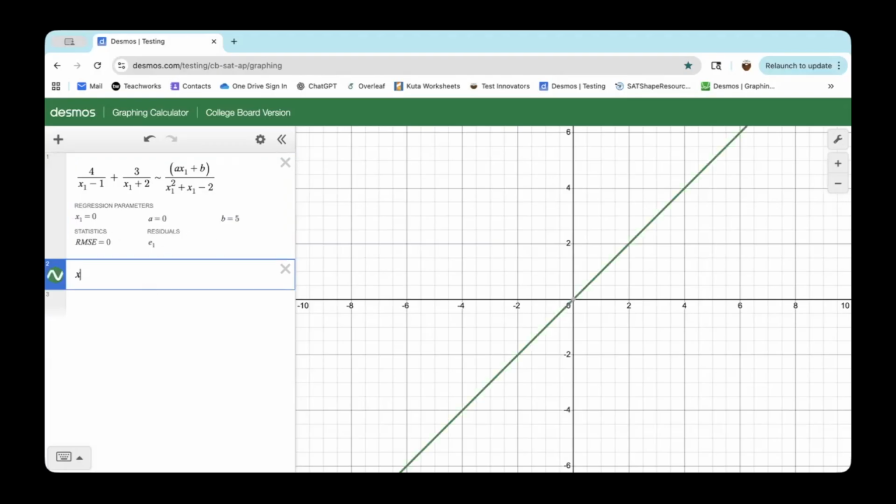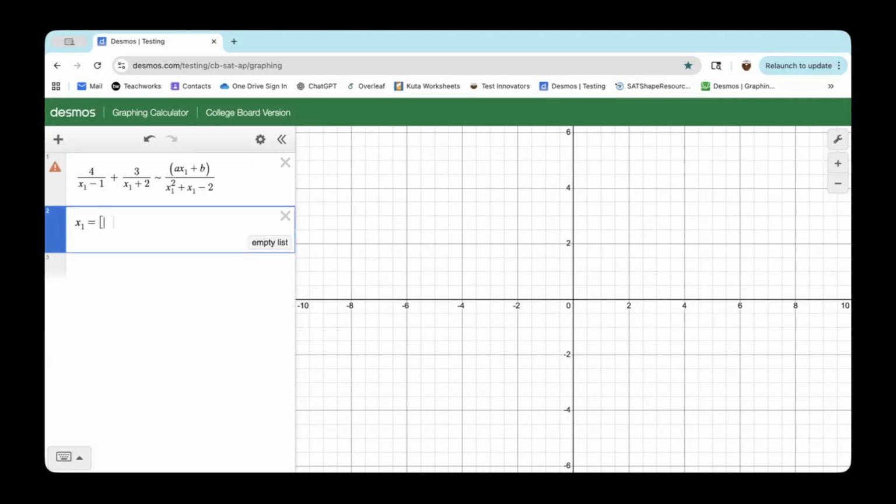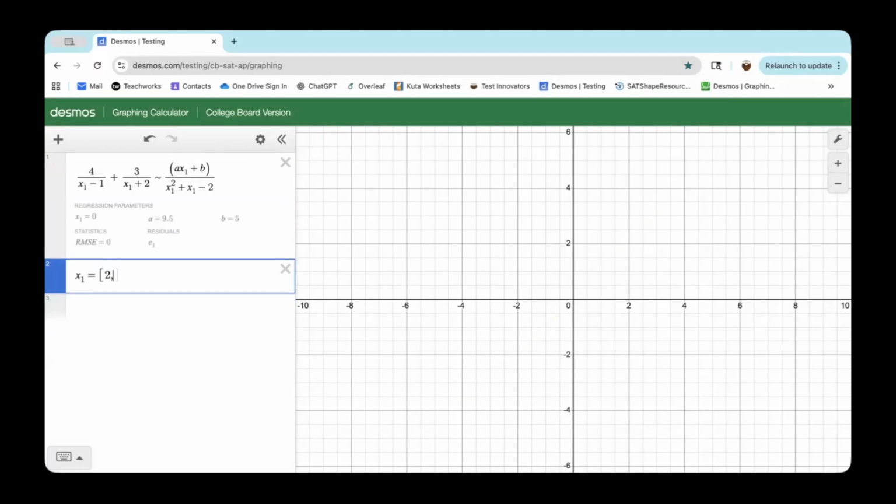And then again, we're going to let x1 equal some values, and Desmos is going to plug those values in and then solve the system for the missing a and b. Since there's two unknowns that Desmos is solving for, we're going to pick two values. We don't want them to be 1 or -2, so I'm just going to pick 2 and 3. And as soon as I do that, it snaps in to tell us that a is 7 and b is 5. And that's what we would have gotten doing it the other way.